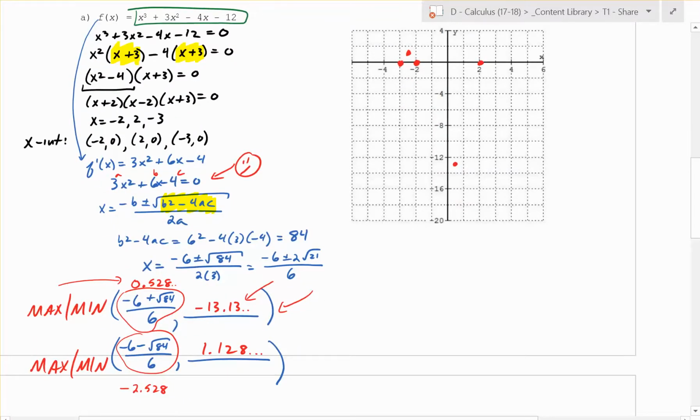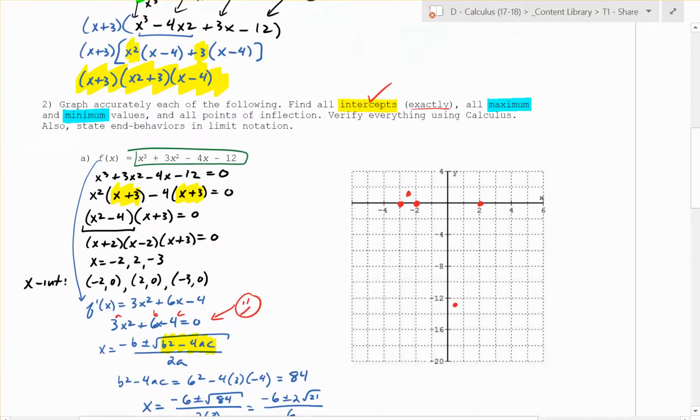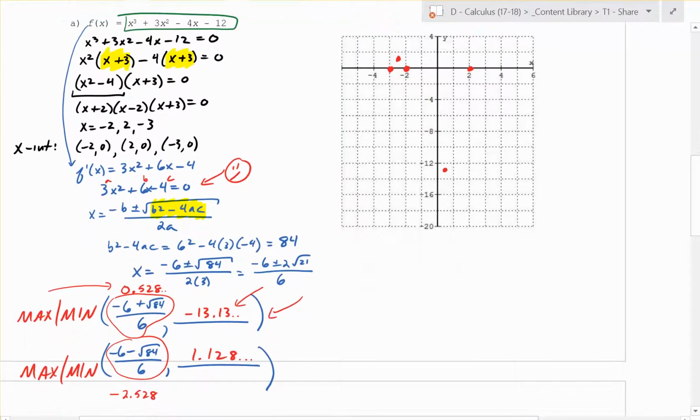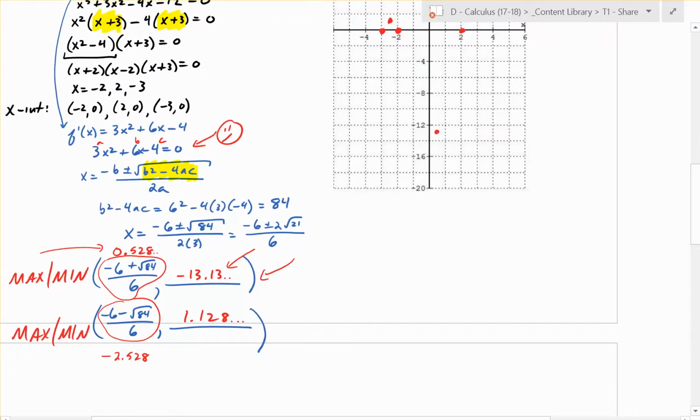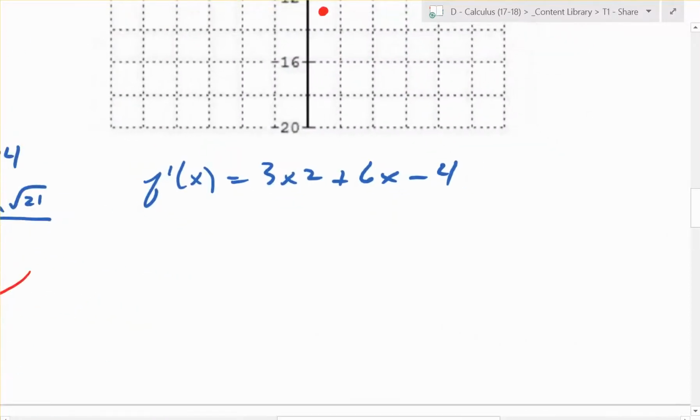So to find out if it's a min or a max, we need to look at the second derivative, and look at concavity. So here was our first derivative. Our first derivative, I'm going to write it again, was 3x squared plus 6x minus 4. To determine concavity, we need to look at the second derivative, so f double prime of x. So it's going to be 6x plus 6.